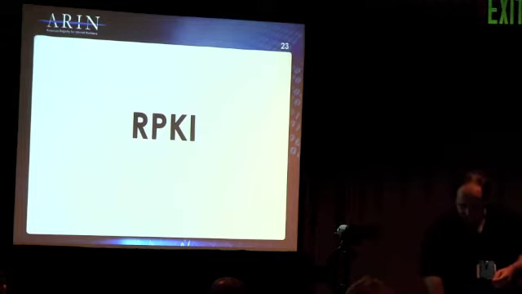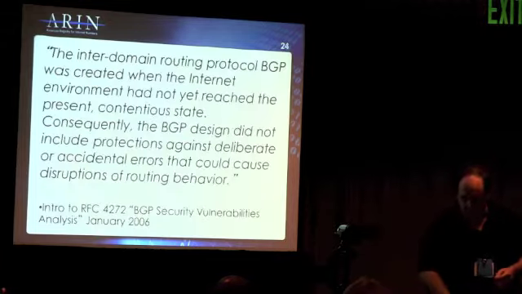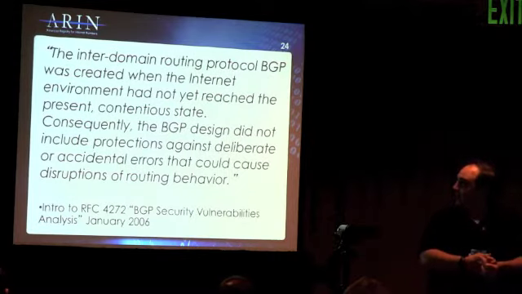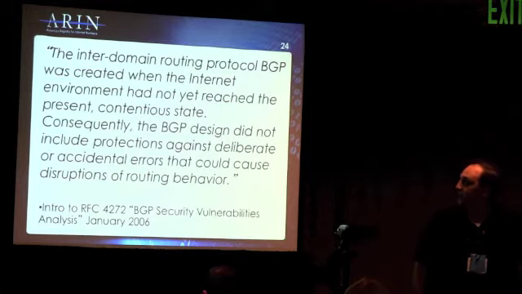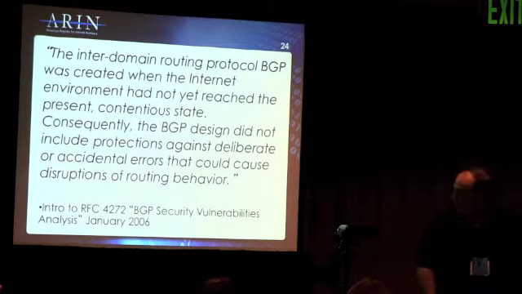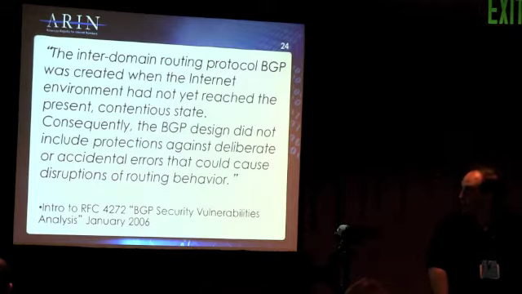Okay, RPKI. This is a little more confusing. All right, the Interdomain Routing Protocol, BGP, was created when the internet environment had not yet reached the present contentious state. I like that phrase. Consequently, BGP design did not include protections against deliberate or accidental errors that could cause disruptions of routing behavior. It's from RFC 4272 from, geez, almost 7 years ago now. There are still a lot of security issues related to the internet routing fabric.